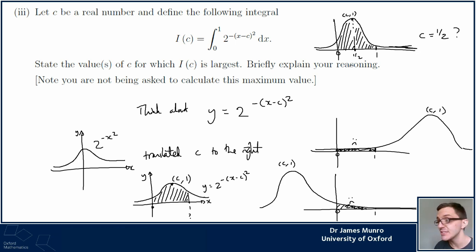So we want c to be 1/2 to get the bit of this function where the values are the biggest. I'm not quite sure how convincing I find this. I think it's really important that the function is symmetric, so that there's no kind of, if it was lopsided, then you might want more of the bigger side and less of the skinny side. But here, because it's nice and symmetric, you probably want it sort of perfectly balanced in the middle.